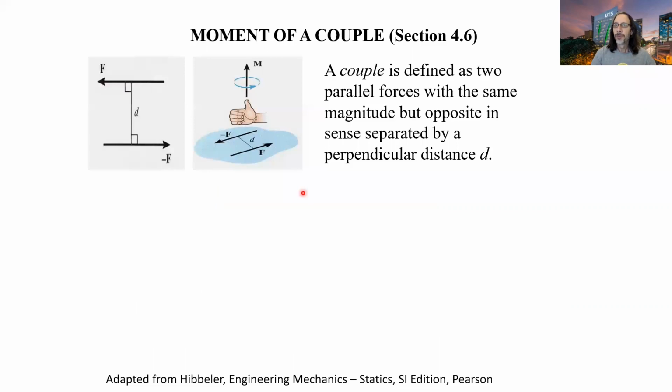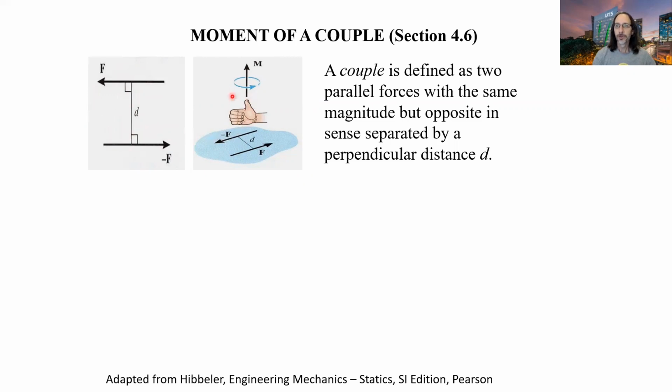So moving on to define a couple. A couple is simply defined as two parallel forces. Over here we've got force F and force minus F, two parallel forces with the same magnitude F, but opposite in sense. The one at the top is going to the left, the one on the bottom is going to the right, and they're separated by a perpendicular distance D. So this is what's known as a couple.